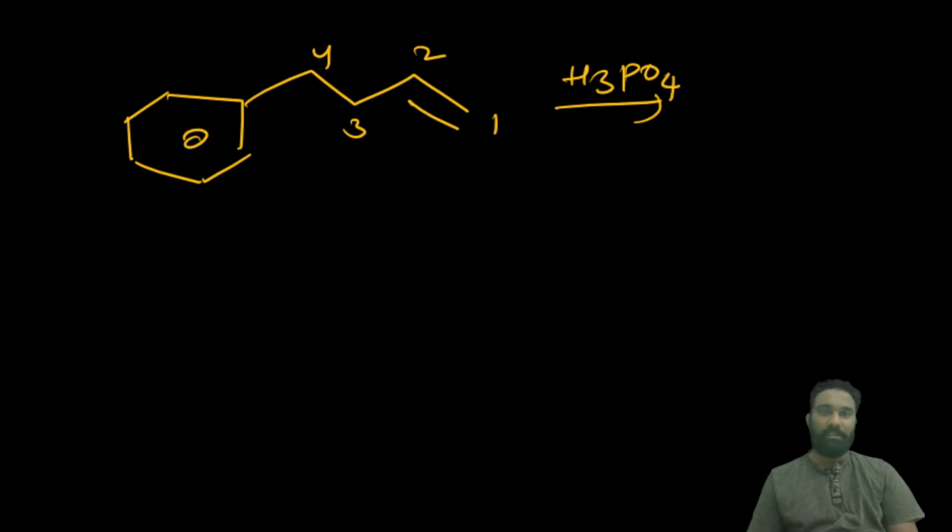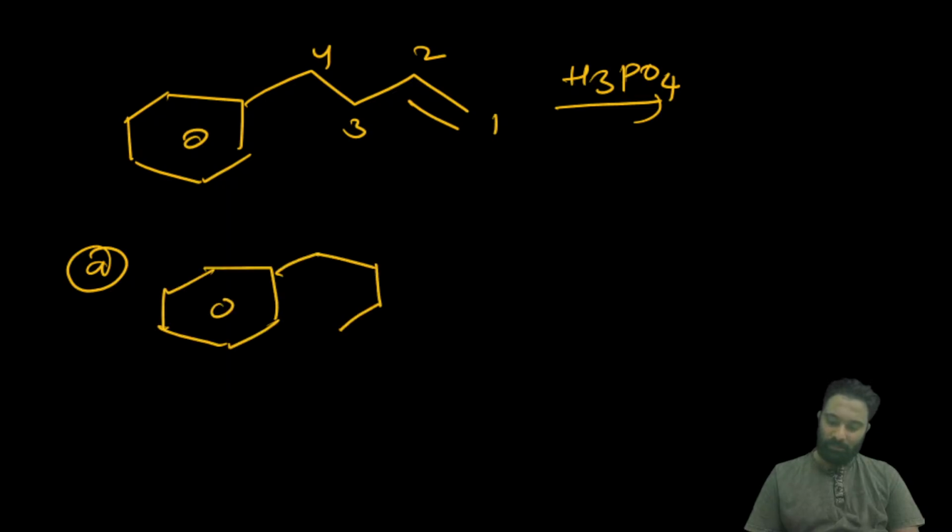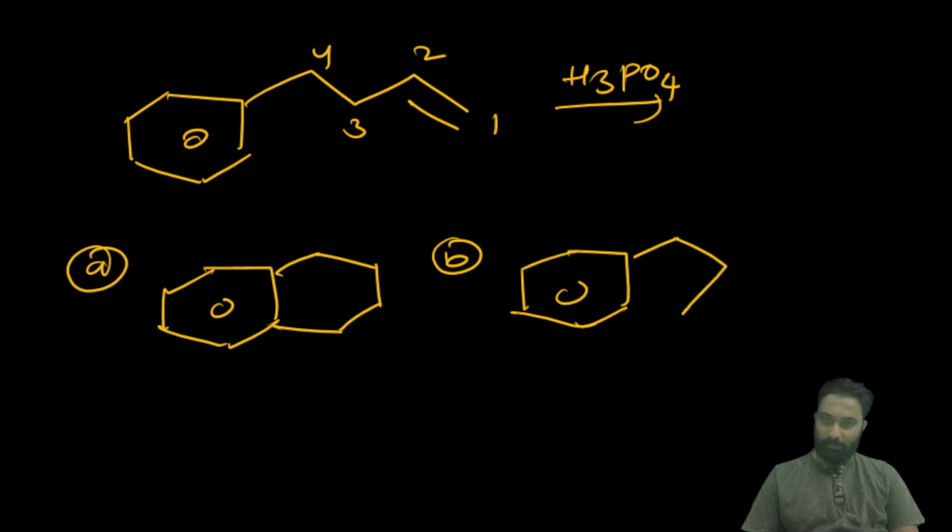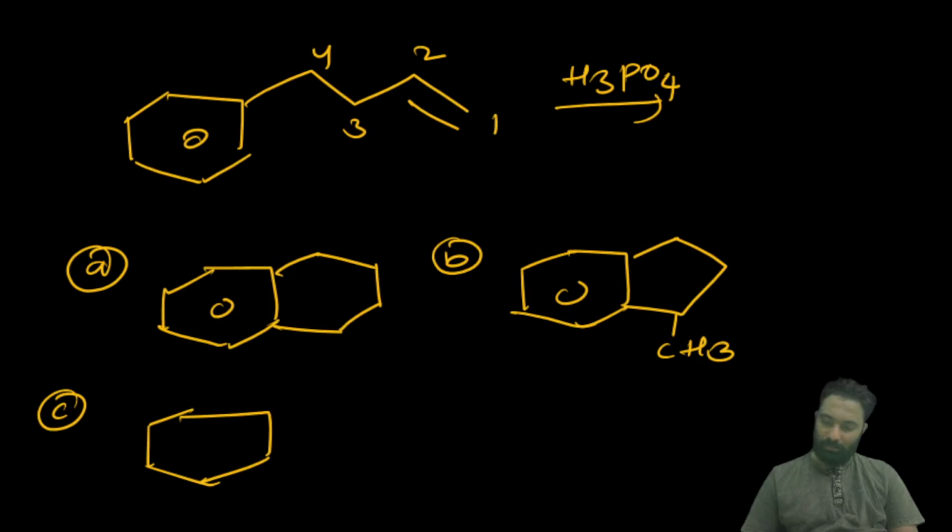Now suppose in this manner they have given 1 2 3 4 phenyl but-1-ene, 4 phenyl but-1-ene upon H3PO4. Now what is the compound name? Now A, this is A. Now B, this is B. Now C, this is C. Now D, none of the above.